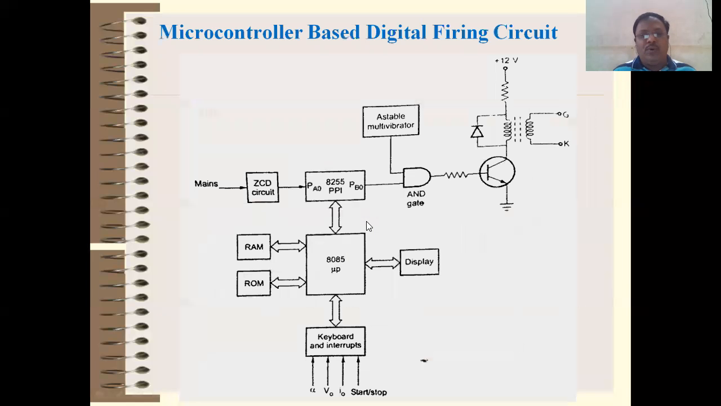Okay. So any doubt in the totem pole gate drive circuit, you can ask me. Otherwise, I will go for the next one.